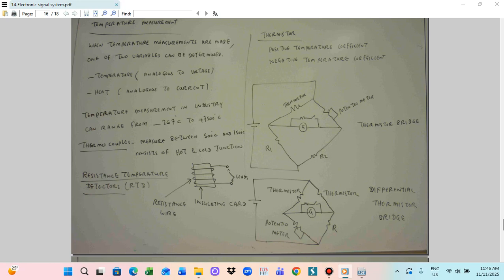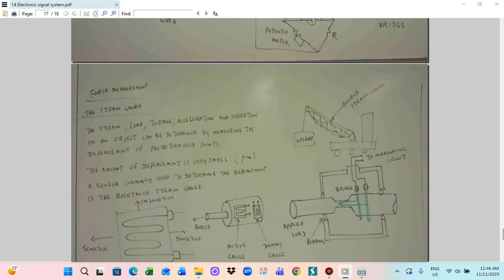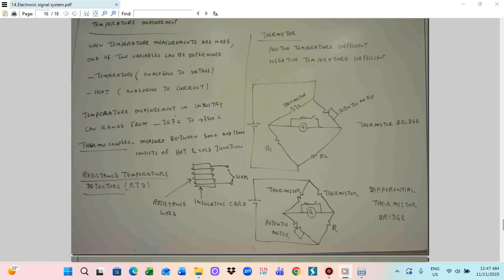So with the two thermistors connected, we can also use the galvanometer, resistor, and a switch like this. And then we can use a potentiometer, and this is the phase resistor. This connection we connect to here, and the supply voltage. So this is the potentiometer. This is what we call the differential thermistor bridge.